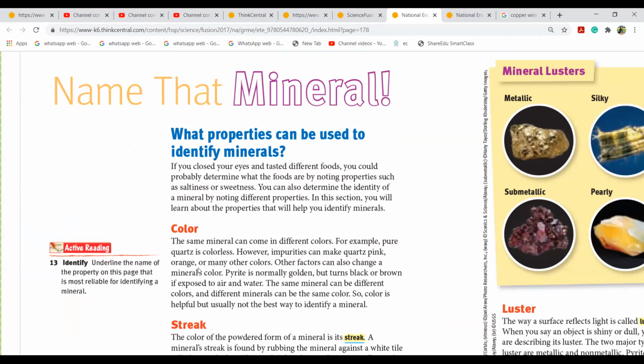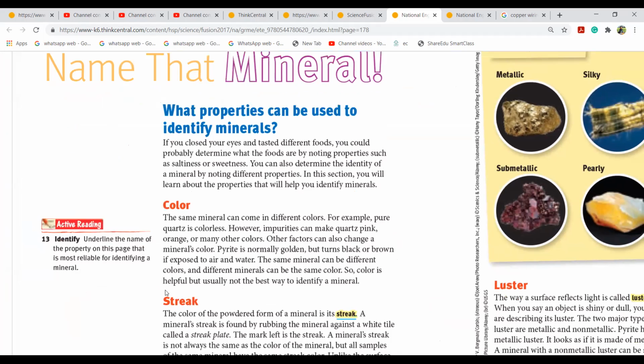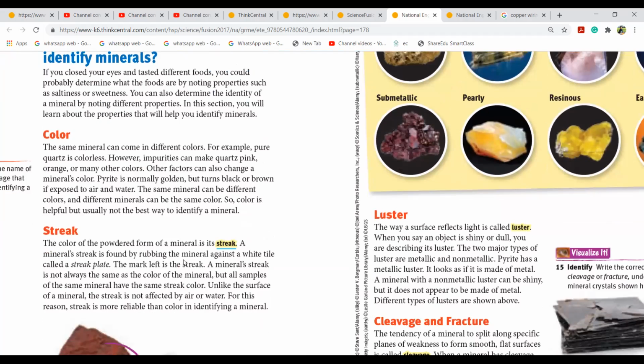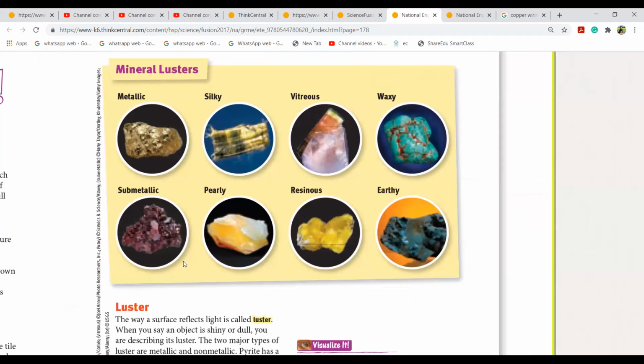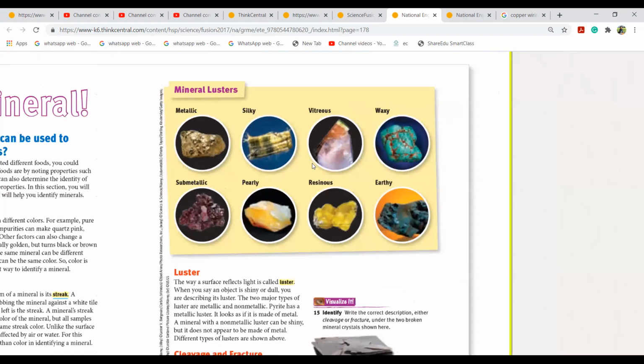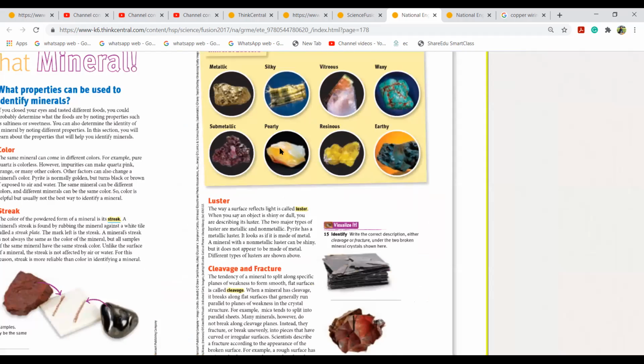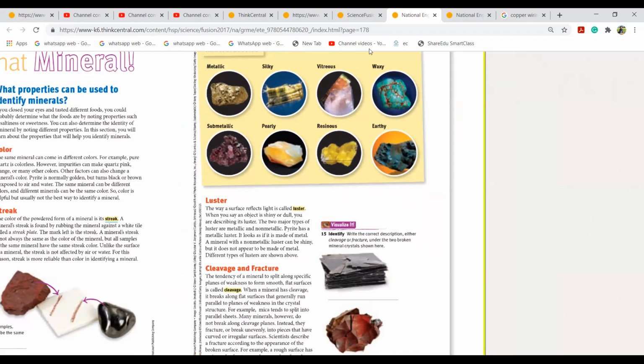For example, pure quartz is colorless, but impurities can make it pink if you add an impurity to it. Pyrite is golden, but turns black or brown if you expose it to air. So easily by looking at it, I will say, this is metallic, this is silky, this is vitreous, this is waxy, this is earthy, this is resinous, this is pearly, submetallic, waxy. By looking at it, I can name those.